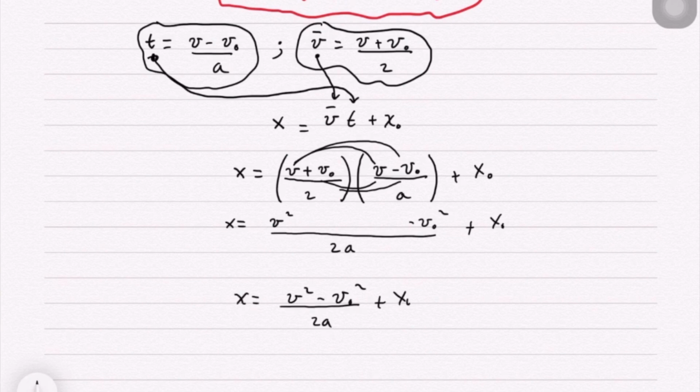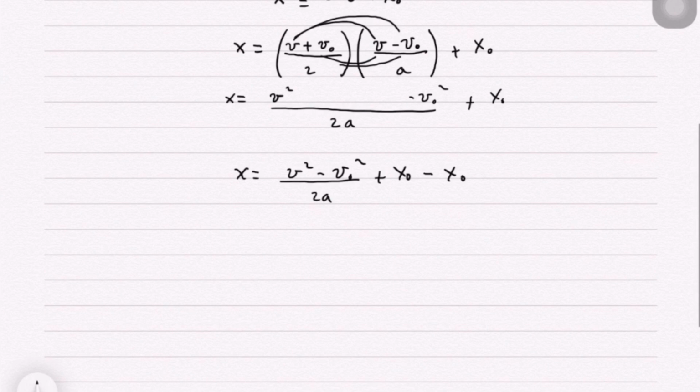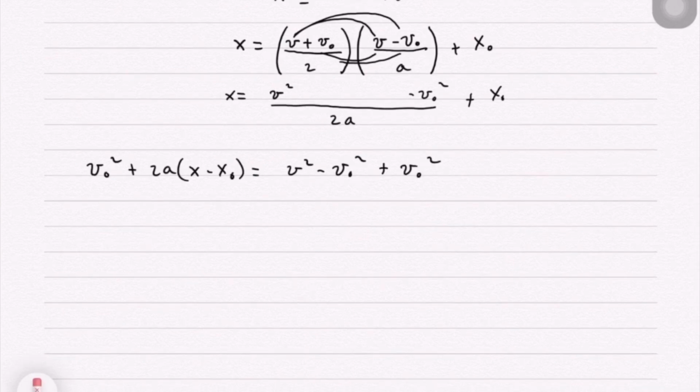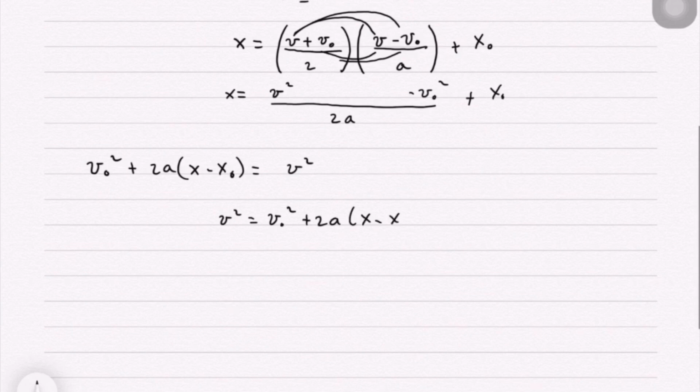And then if I subtract x sub naught from both sides, and then multiply 2a on both sides, I get rid of the 2a from the right. And if I add v sub naught squared to both sides, then I get v sub naught squared on the right side. And then what I have left is the equation that we use a lot. This equation right here.